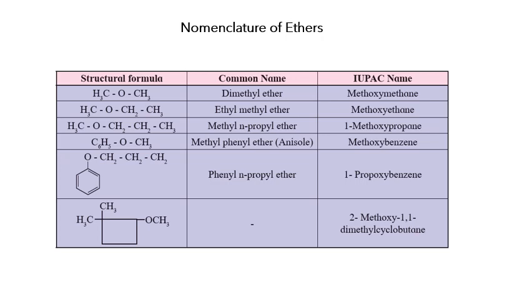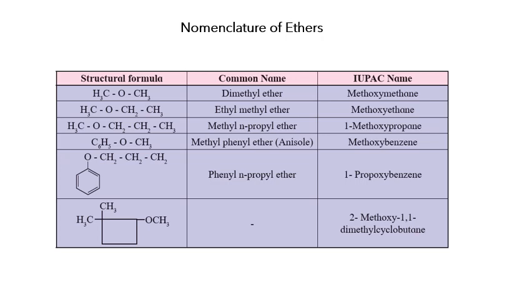Third example, CH3OCH2CH2CH3. One group is methyl and the other is the propyl group. Hence, the common name is methyl propyl ether, and as the largest alkyl group is the propyl group, that is considered as the parent alkane, propane, and therefore the IUPAC name is 1-methoxypropane.